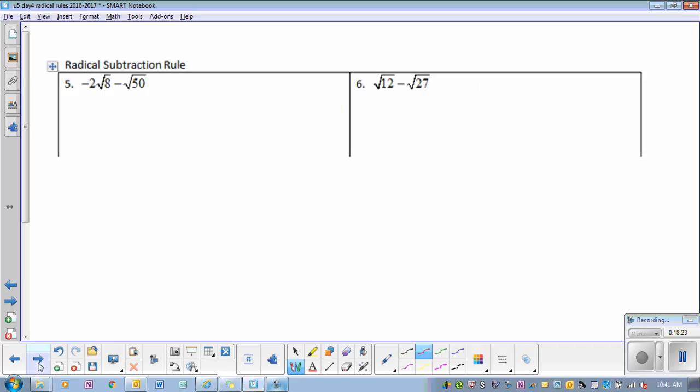Let's go to our white sheet. And you know what, guys? I think you could do 5 and 6. Try it. Number 5, I think you need to break down both of them. Number 6, you need to break down both of them. Okay, so try this one. Alright, so with this, you guys should have broken down the 8 and the 50. Did you do that?